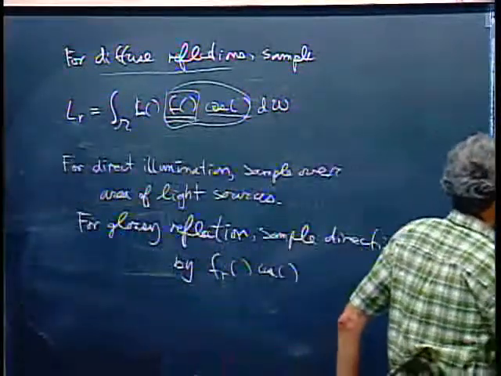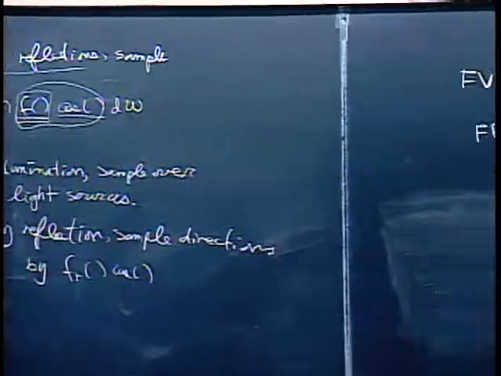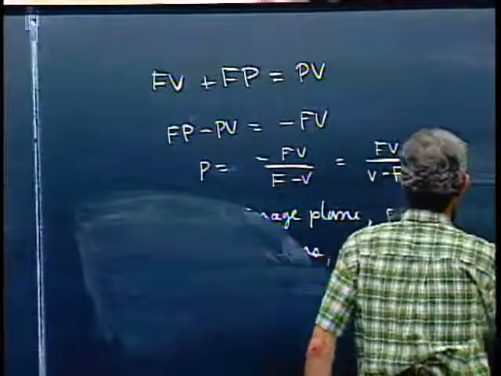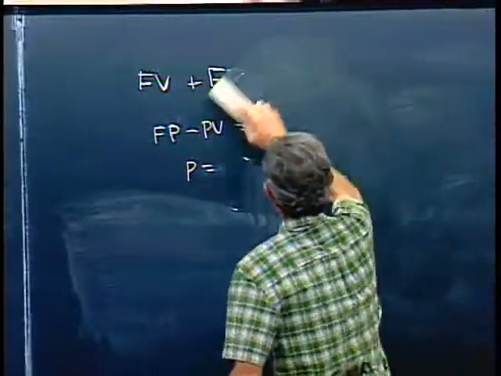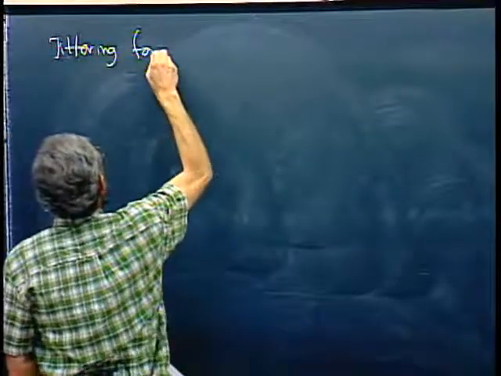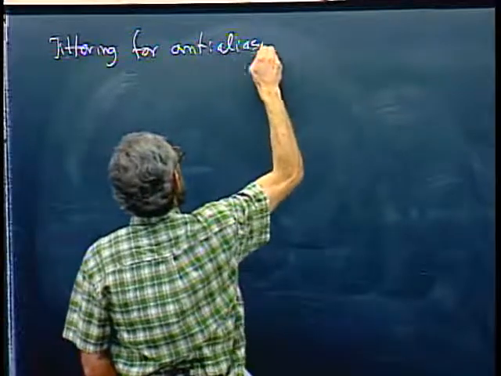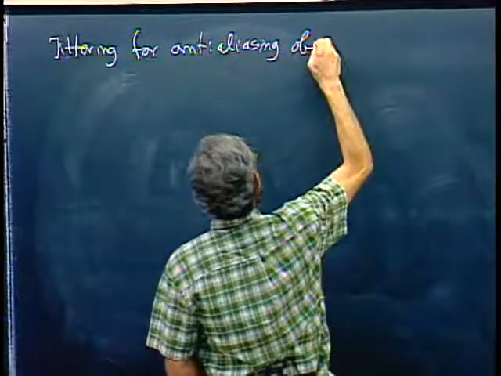So this isn't the full detail of why jittering is no worse than not jittering and sometimes helps. This is a case where for sure it helps. And this is jittering for anti-aliasing object edges.